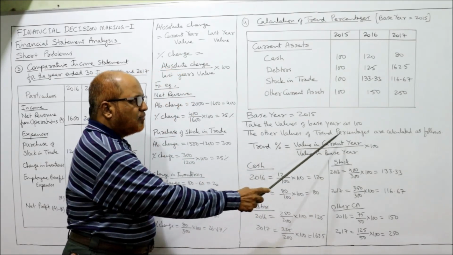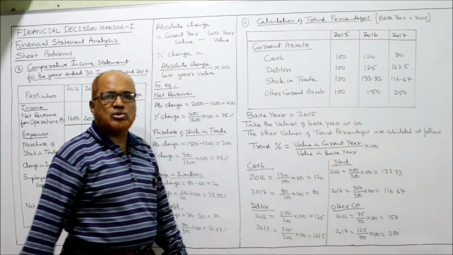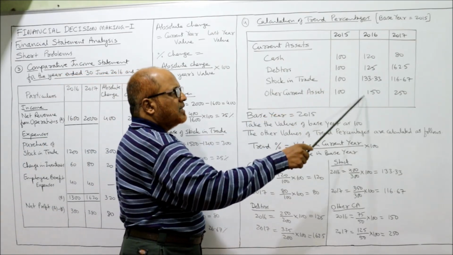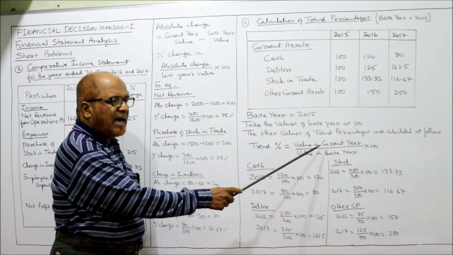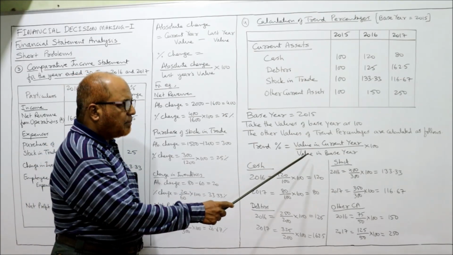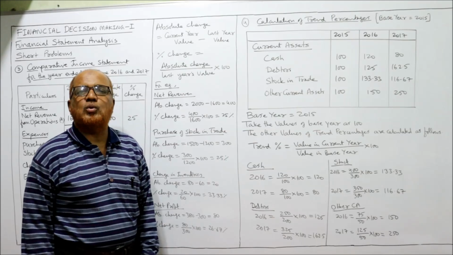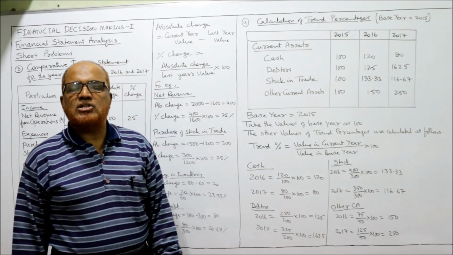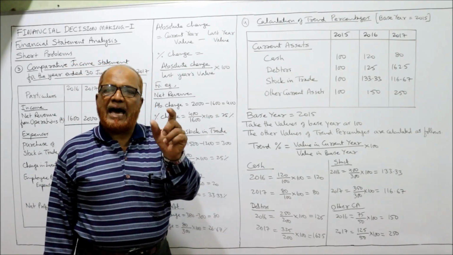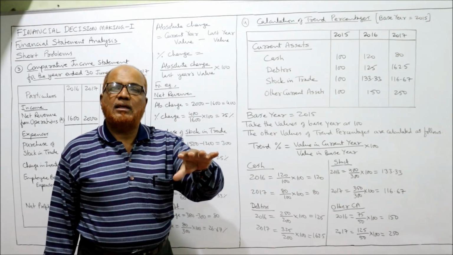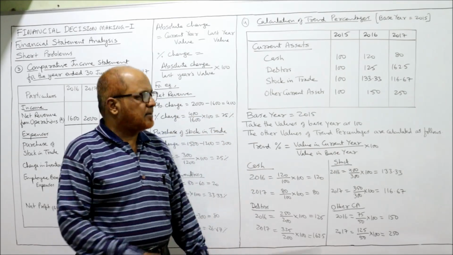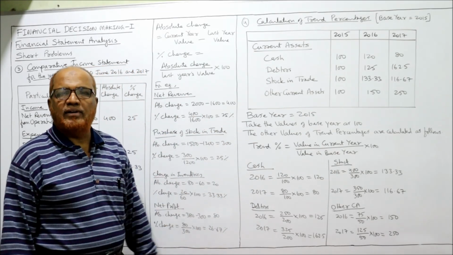Now, the other trend percentages are calculated as follows. These other trend percentages will be calculated by using the formula. What is that formula? Value in the current year divided by value in the base year into 100. This is the trend percentage formula. Now one by one we'll take.